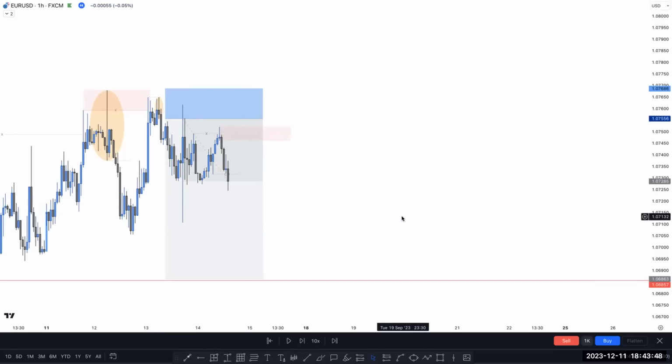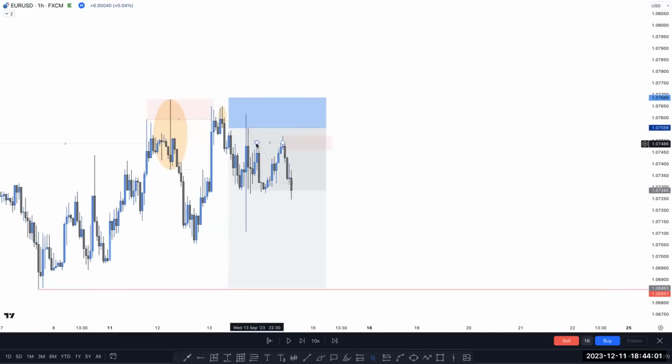Why should you take this entry? I don't know, Mr. Khan. Okay, no problem. Actually, the previous structure high is swept. That's why we can take this one.